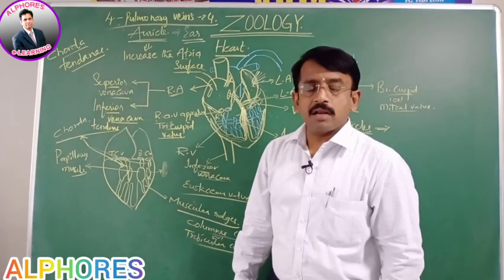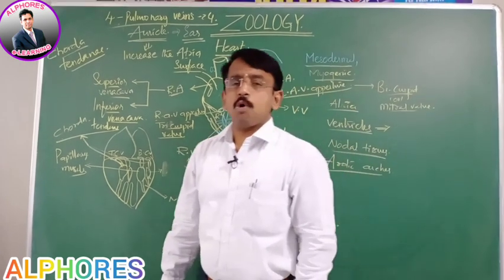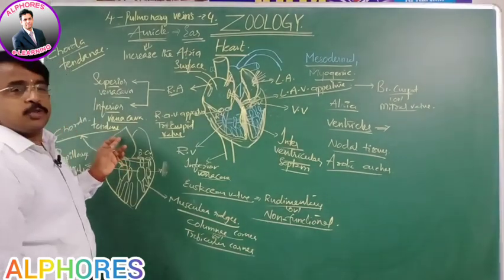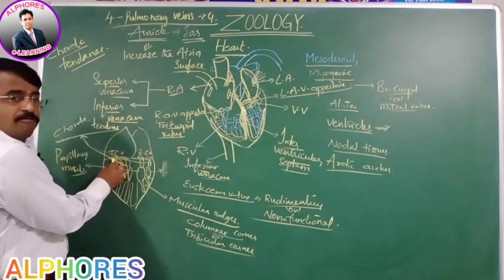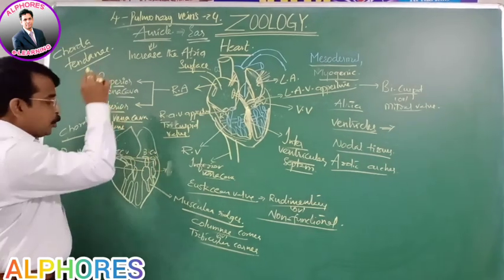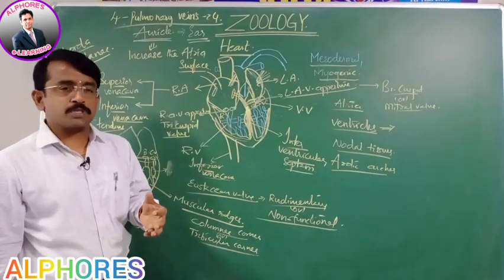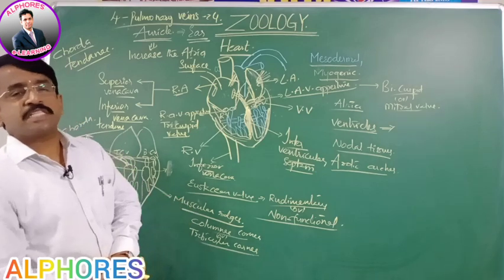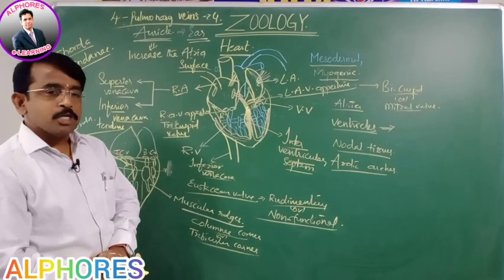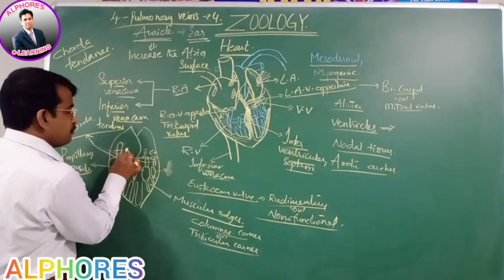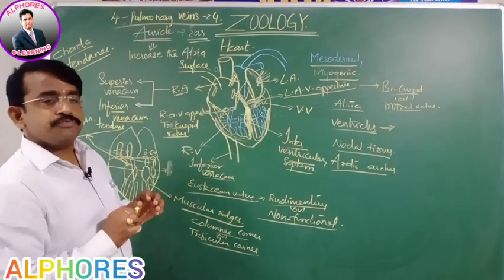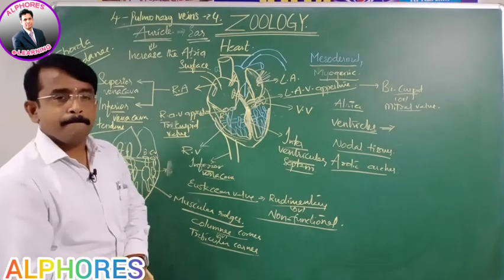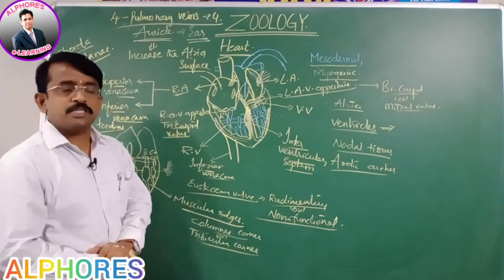These chordae tendineae prevent the too far bulging of the AV valves into the atria. Suppose the valves enter into the atria, how would it prevent the backward flow? So it's a too far bulging, and this is prevented by the chordae tendineae. This is all about the ventricles.